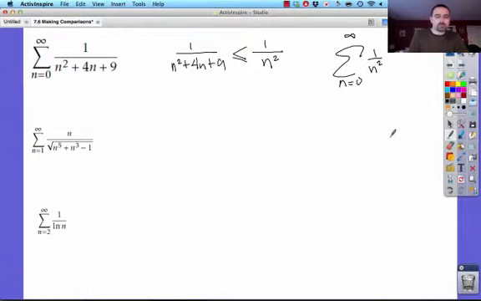Let's try the second one here. Remember, this is only to show convergence. It doesn't say anything about divergence yet. Okay, so we have this situation. We have to figure out a way to build this now. Let's start off with something like this. Let's compare this with this.